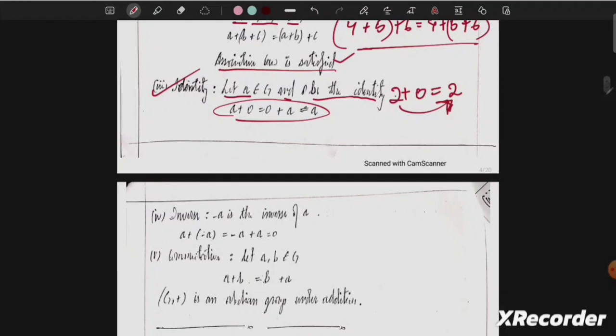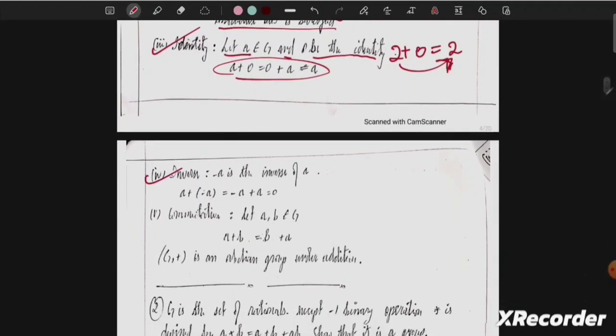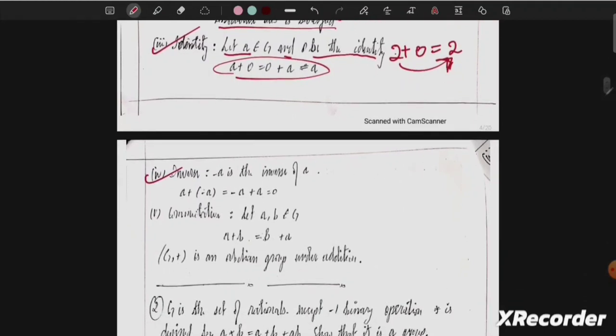Next one is the existence of inverse. This is the inverse element. For addition, we know that the identity element is 0. So suppose we take 1. The set of integers is given by Z equal to 0, 1, 2, 3, minus 1, minus 2, minus 3.